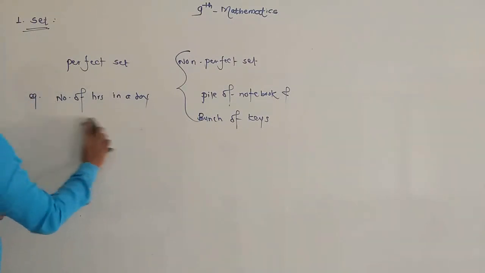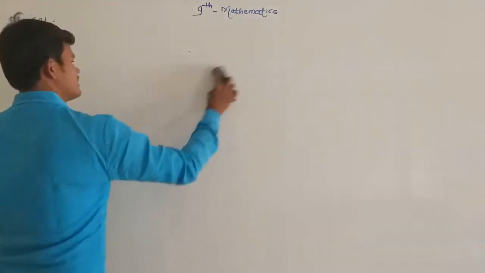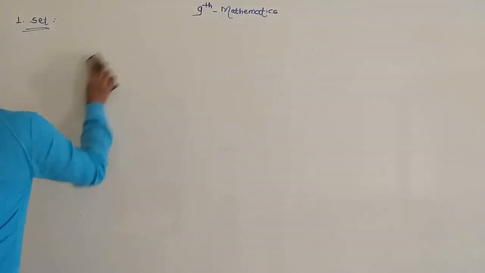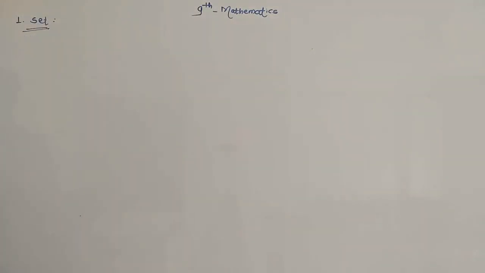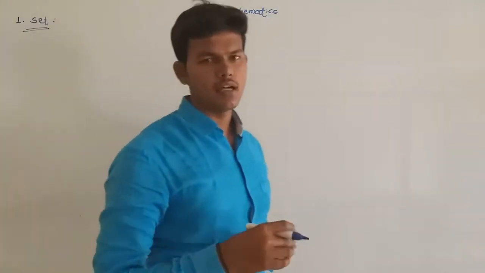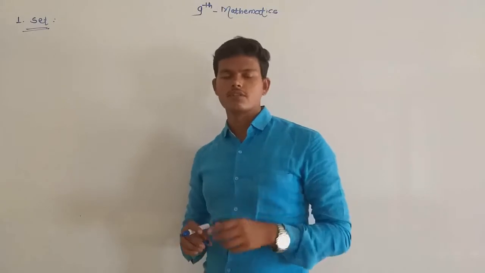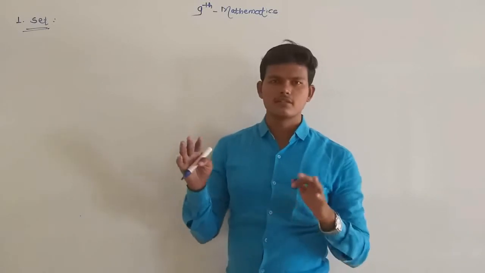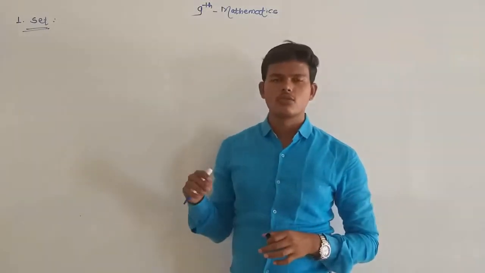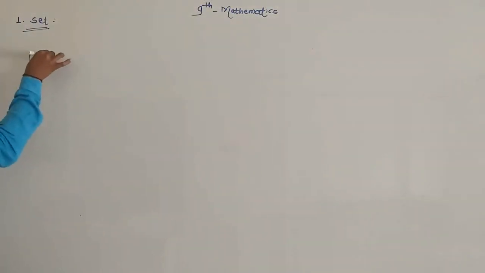So let's see the listing method. To write a set using any method, there are some rules. The first rule is to write the name of a set using a capital letter. The second rule is to write all the elements in curly brackets, separated by commas, and write every element only once. If any element is repeated more than twice, then write it only once. These are the rules regarding how to write a set. So there are two methods of writing a set.